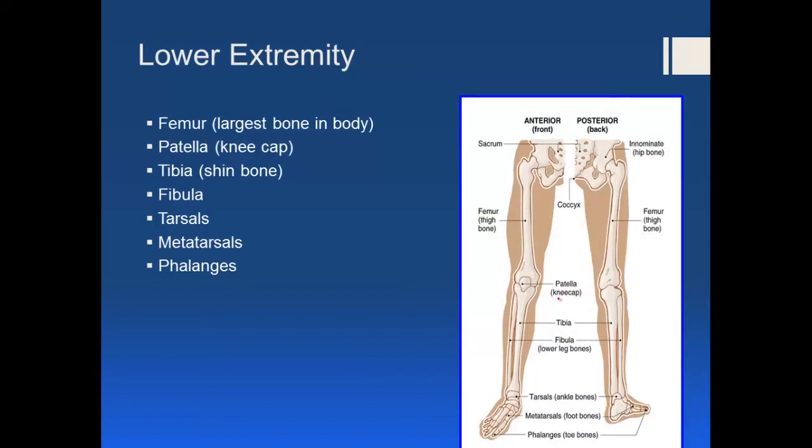So lower extremities. They start from the top of the leg, the thigh, which is also known as the femur. This is actually the backwards leg, and this is the frontwards leg. In the front, your kneecap is also known as the patella. Your shin bone, the one that you can feel, is the tibia. And in the back is a much smaller bone called the fibula. Your ankle bones are called tarsals. Foot bones are called metatarsals. And the toe bones are called phalanges.